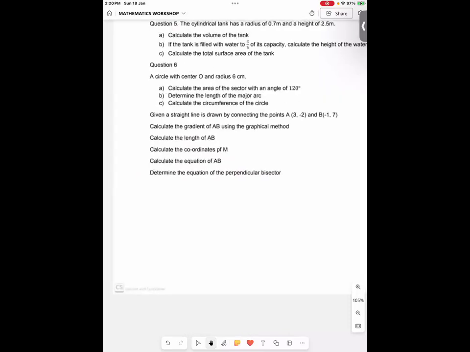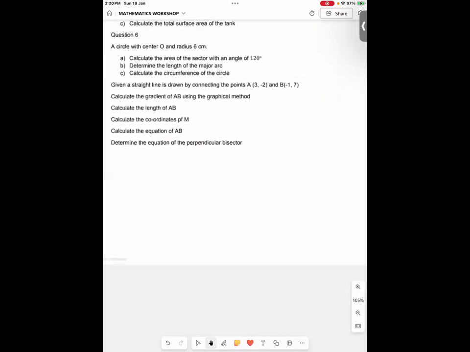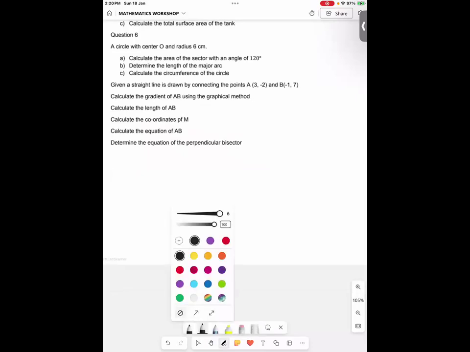Now, moving right along to the next one, if there's no question. Determine the length of the major arc. So be careful now, guys. What you're seeing now is the major. Notice they use a keyword here, major arc.